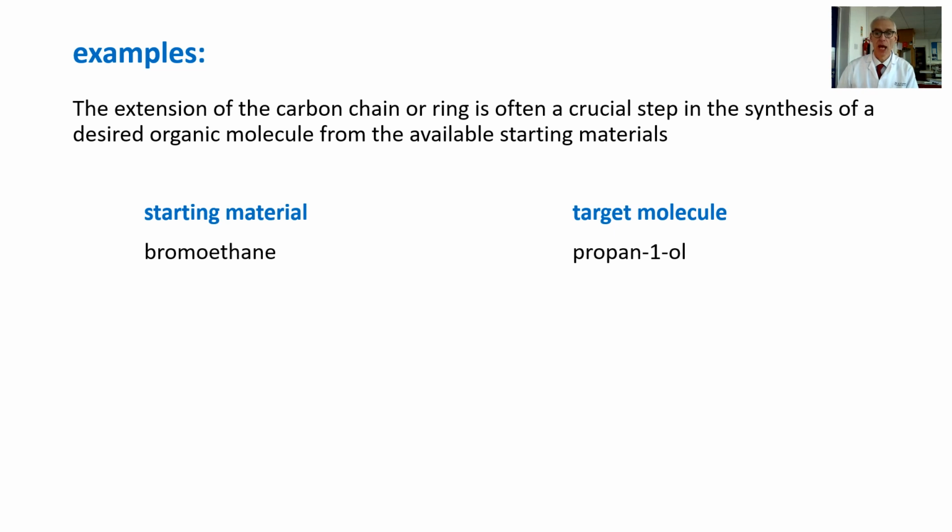Bromoethane is a common starting material, and we go to propan-1-ol. So bromoethane, missing out the hydrogens if you'll allow, there's bromoethane. Propan-1-ol, well, we've got 3 carbons in propan-1-ol, but only 2 in bromoethane. We've had to make an additional carbon-carbon bond.